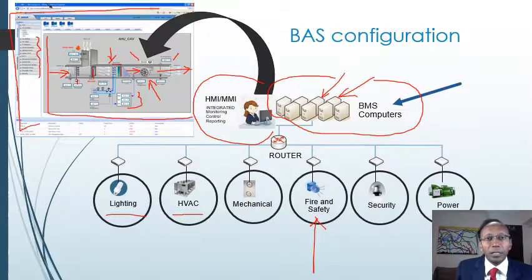So this screen, which is monitored 24 hours by humans in the control room, is called the man-machine interface, or an integrated place where everything can be monitored and everything can be controlled.